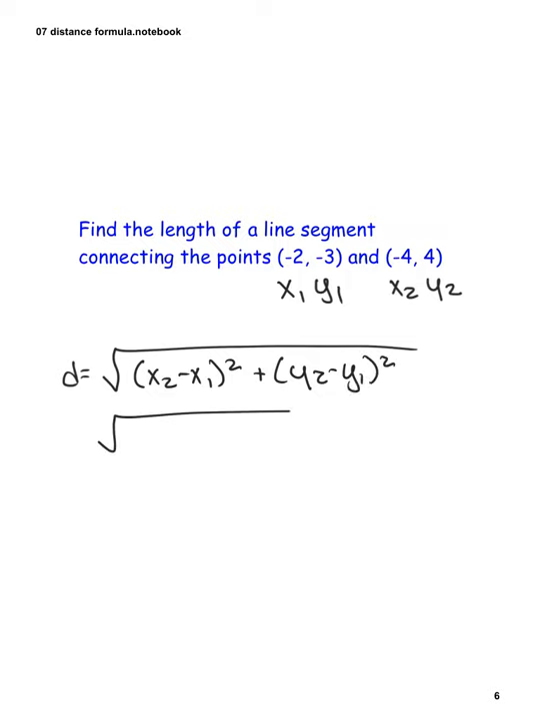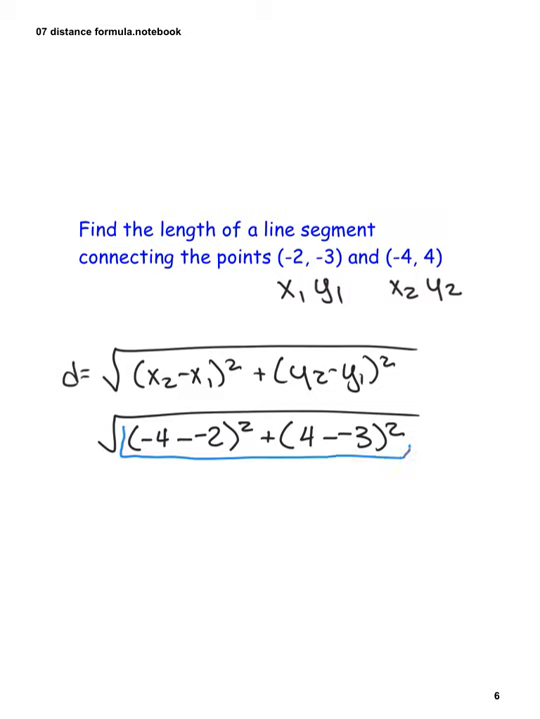Now we're going to fill in our values. My x2 value is -4. My x1 is -2. My y2 value is 4, and my y1 value is -3. If you want, at this point, you can plug just what I'm circling in blue in the calculator, so no square root button, and it will give you an answer.